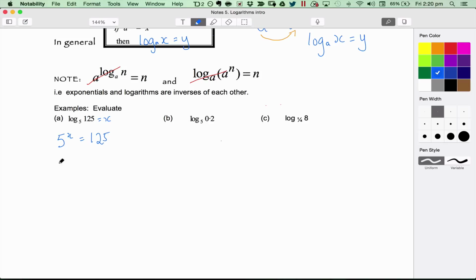And some people can look at that, and some people might need to work on it a little bit. And we find 5 to the 3 equals 125. So x equals 3.